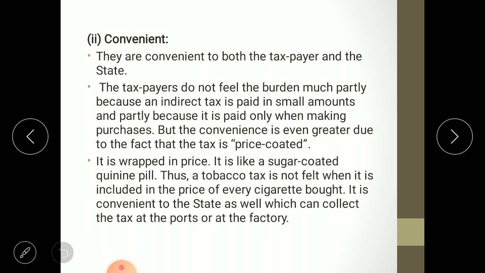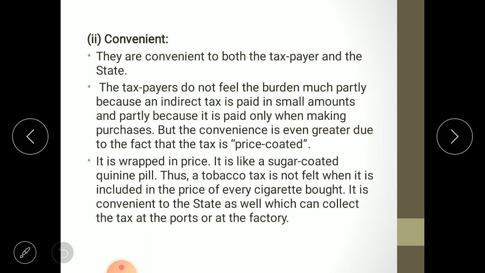It is wrapped in the price. It is like a sugar coated quinine pill. It is a pill. Pill means a medicine, and no one likes a medicine. But if you coat it with sugar, then the person who takes the medicine will not feel that he is taking a medicine. So indirect tax is just like that. Price quoted means we are paying the price and we feel that we are making the payment of price because we are enjoying the goods or services. But actually, what is the reason?